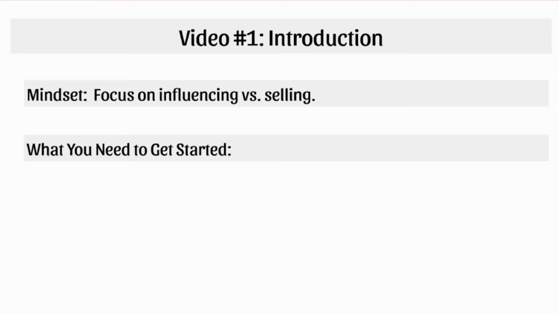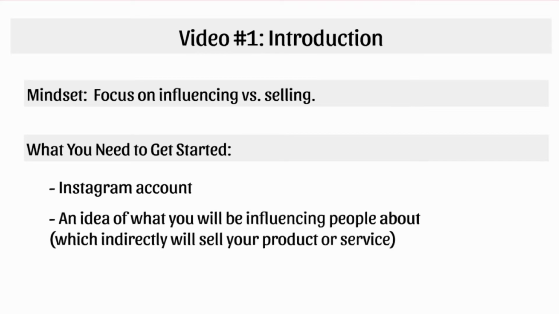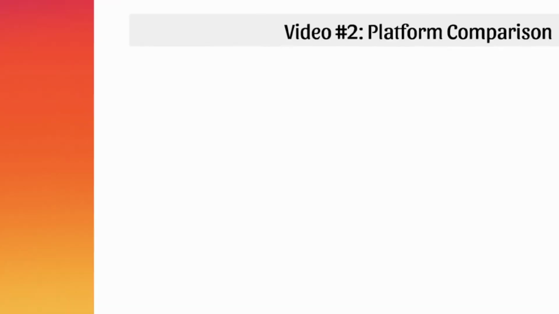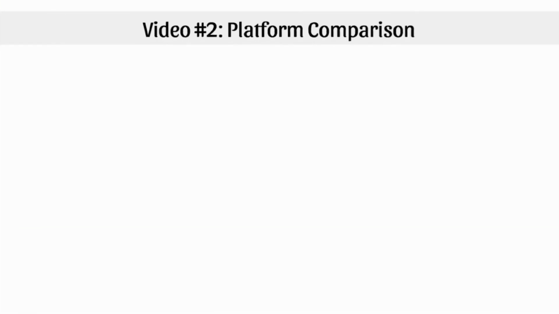But here's what you need to get started, which is pretty self-explanatory. You're going to need, number 1, an Instagram account. And of course, you'll need an idea of what you will be influencing people about, which indirectly will sell your product and service. But it'll make more sense as I go through the course. All right, so with that said, let me jump on over to video number 2.